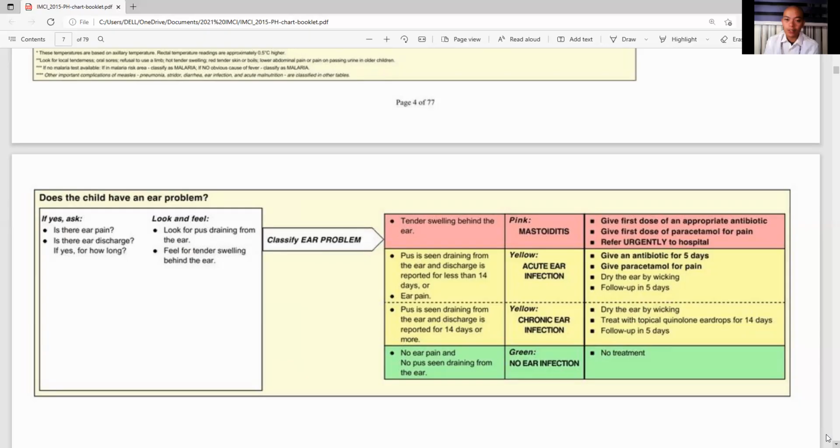I don't know if it was mentioned in the video. Ear pain is minor. Okay, but the problem with ear pain is ear infections are the number 1 cause of deafness in children. Okay, and if left untreated, it can lead to meningitis. Okay, it can scatter kasi nasa ear na yan, malapit na yan sa utak. Look and feel. What are we going to look and feel for? Pus draining from the ears. Feel for tender swelling behind the ear.